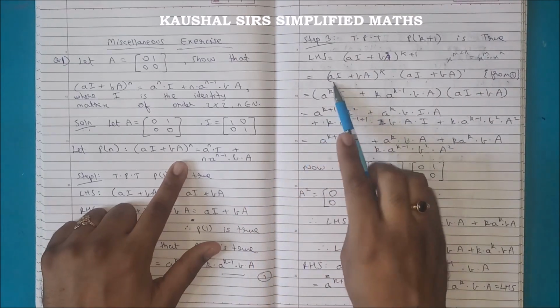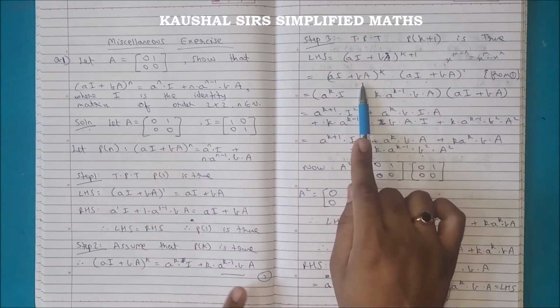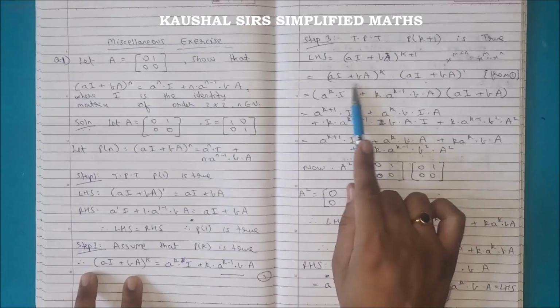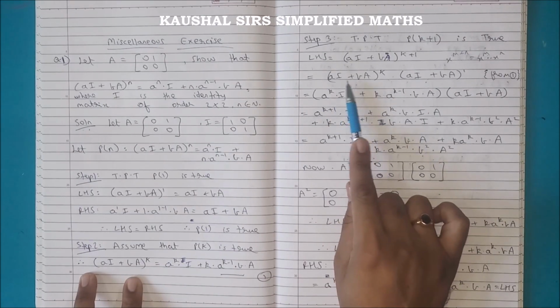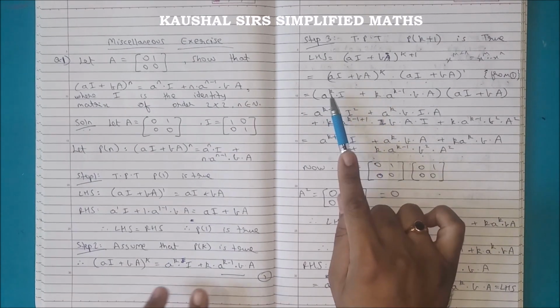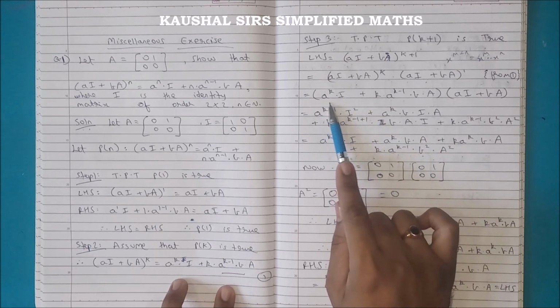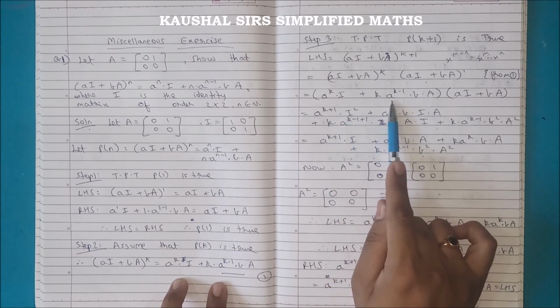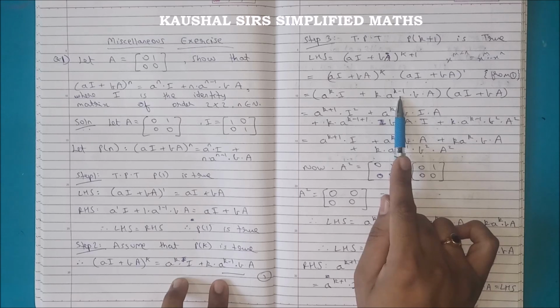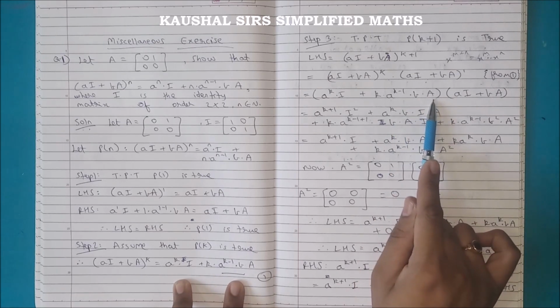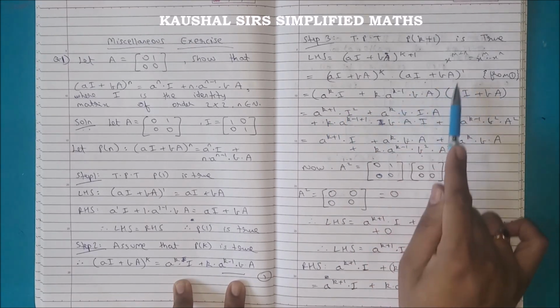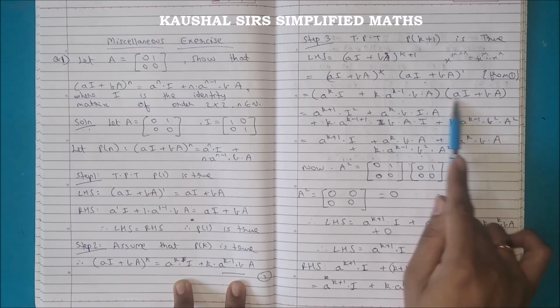Okay, now this value you have in equation number 1. देखो equation 1 में हमको ये bracket का value मिला हुआ है. So instead of this bracket I am going to put this value now. So I get a raised to k into I plus k into a raised to k minus 1 into bA, bracket closed, and this bracket raised to 1 which remains as it is.